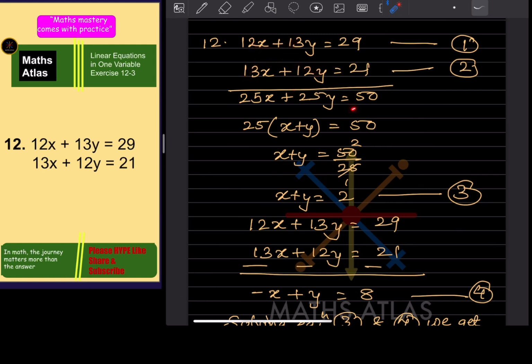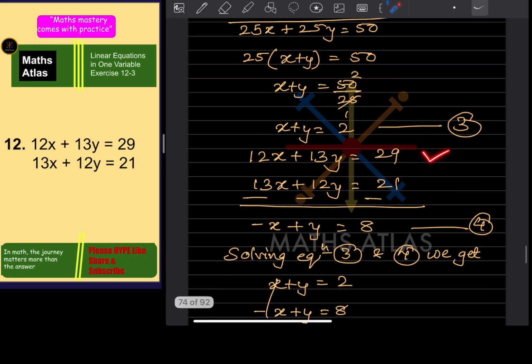So here, first we are going to add it. After adding, this is 25 into x plus y is 50. So x plus y will be 50. This is going to get divided by 25. So this is going to be 2. So x plus y is 2.